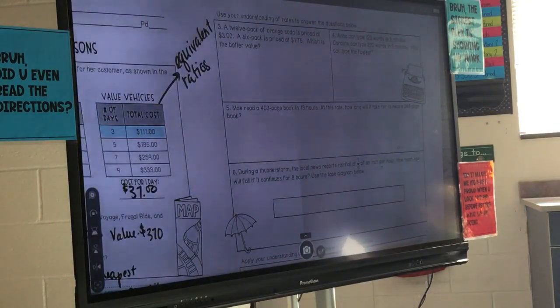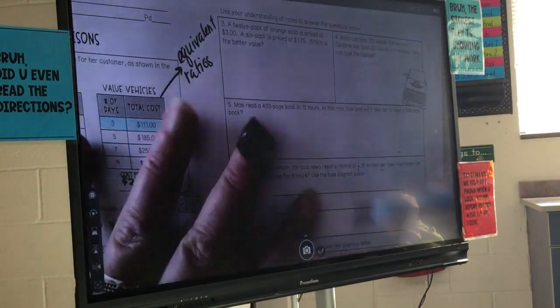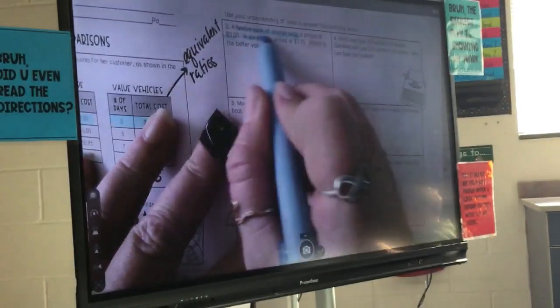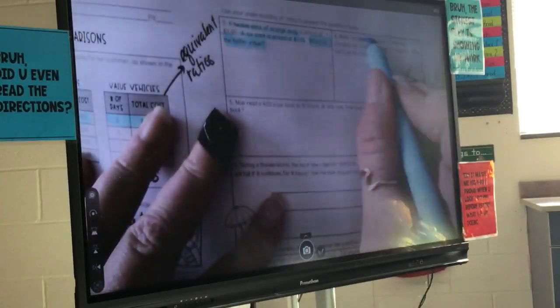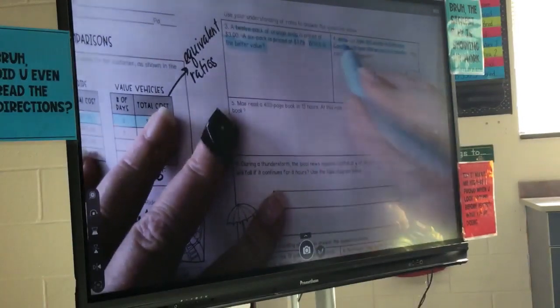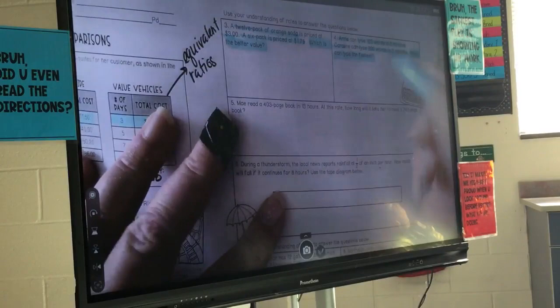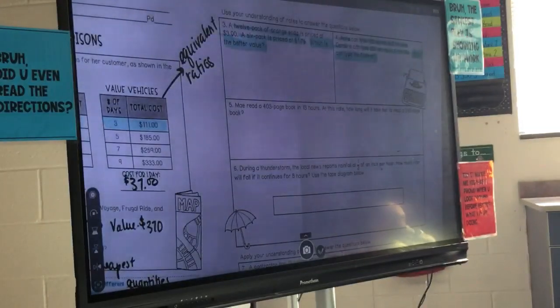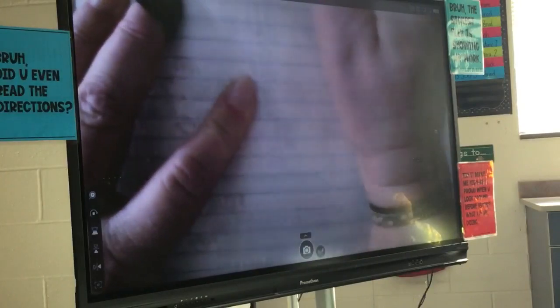So we're doing number 3 and number 4. A 12-pack of orange soda is priced at $3, and a 6-pack is priced at $1.75. Which is a better value?